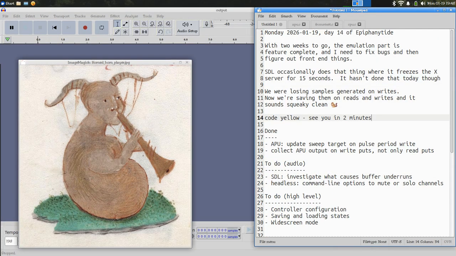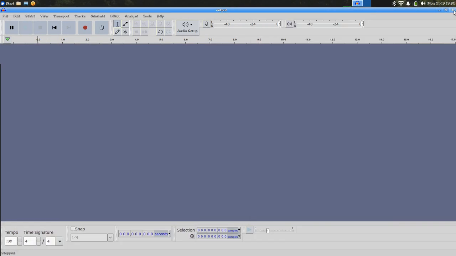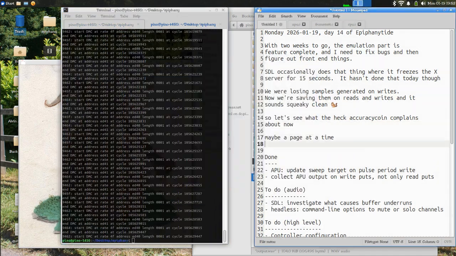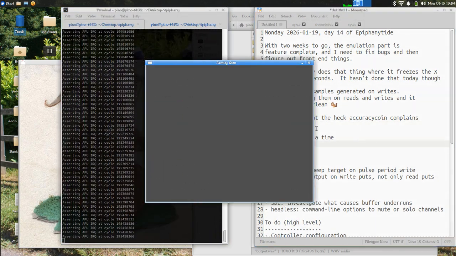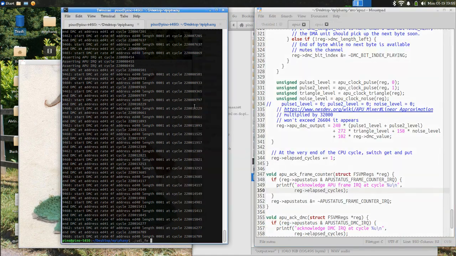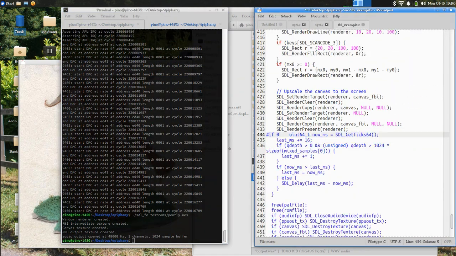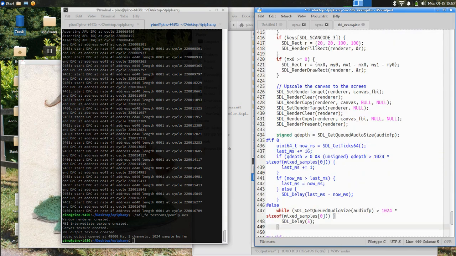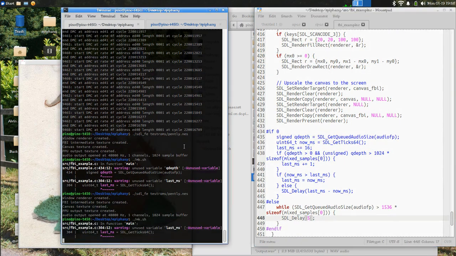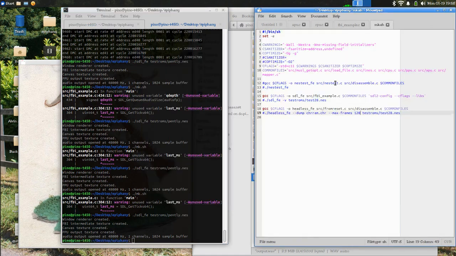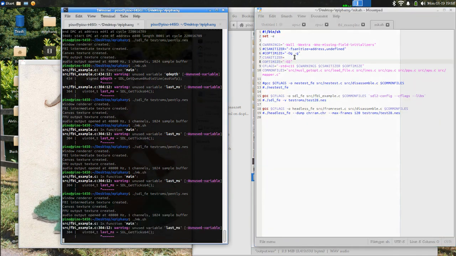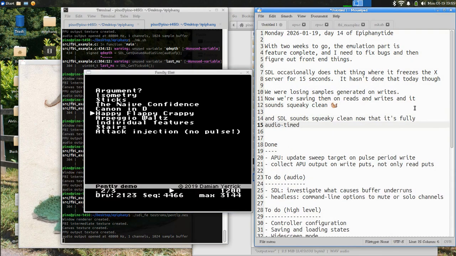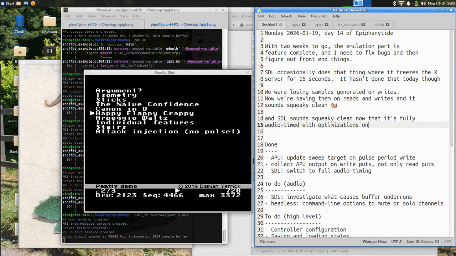Maybe I could investigate buffer underruns in SDL, or maybe I could look up what accuracy coin was doing. It was freezing on one test near the end. What would it take to make the SDL2 front end use audio timing? That is, it'd wait for all of a frame's samples to play out instead of waiting some number of milliseconds. It wasn't running full speed under sanitizer. I had to switch to optimizer. And that sounded squeaky clean too. Family size VM is now audio timed.